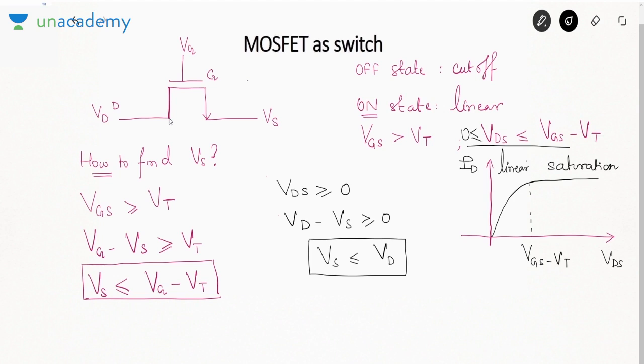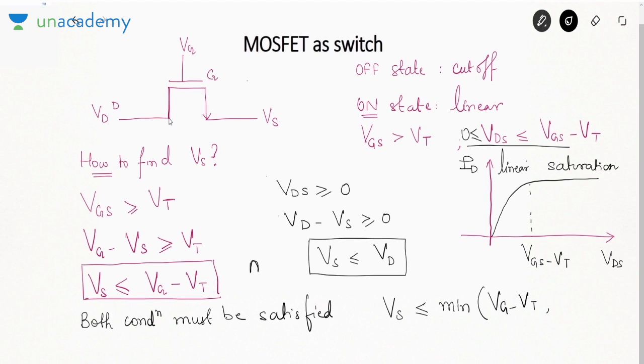Now if I say both conditions must be satisfied, so what I will do is, I will take intersection of both the conditions, which will give me Vs should be less than equal to minimum of the two. If Vs is less than equal to the smaller of the two voltages, then Vs is less than both the voltages. This concept is very important from numerical point of view. This kind of question is very common in GATE exam.